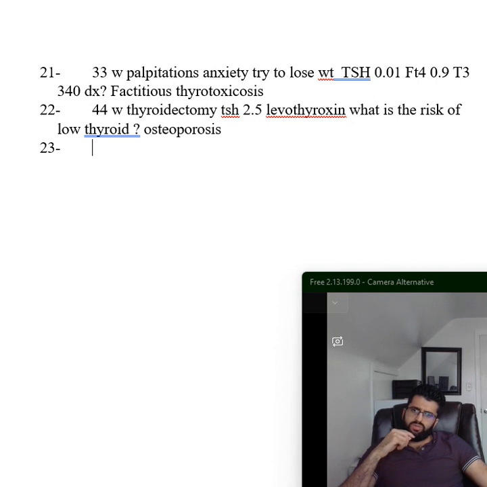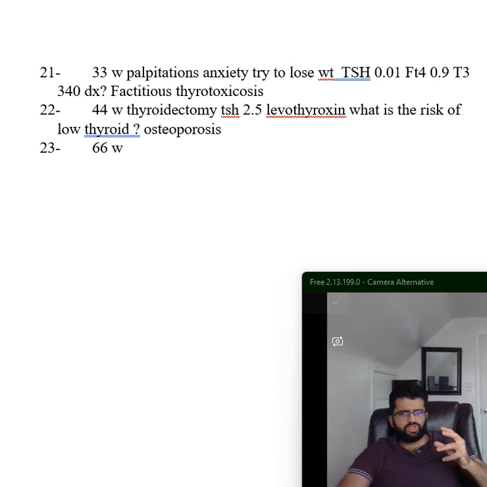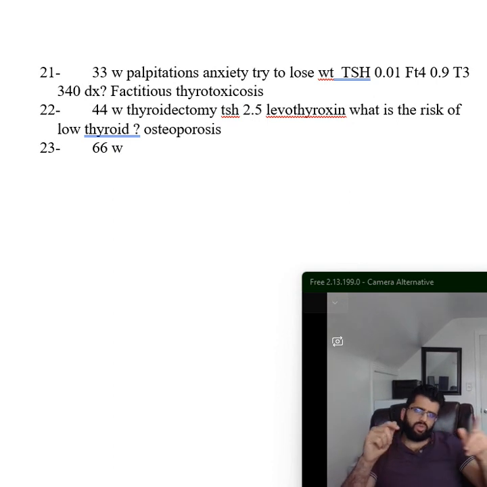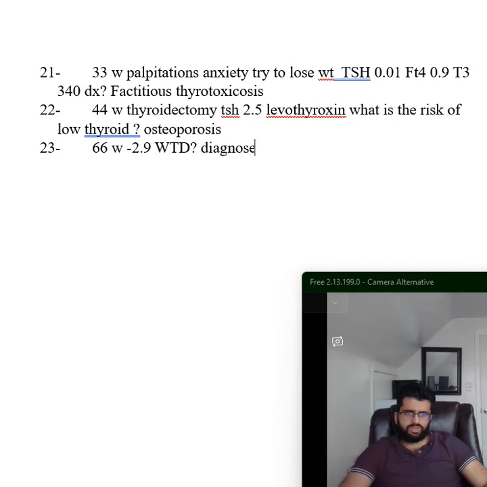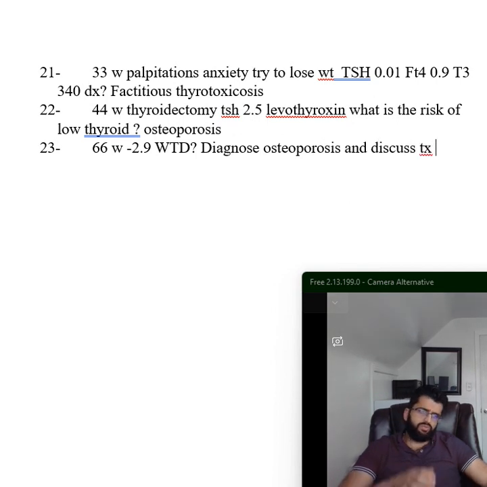Okay. Another question, they bring you a 66-year-old woman who comes in, and they give you T-scores like 0.1, -1, -2, and then you only need one value, -2.9, one value, and they give you a bunch of other values. That's all you need to know. They tell you, okay, what to do next. What to do, my friends? Diagnose osteoporosis and discuss treatment. This is osteoporosis. You only need one.